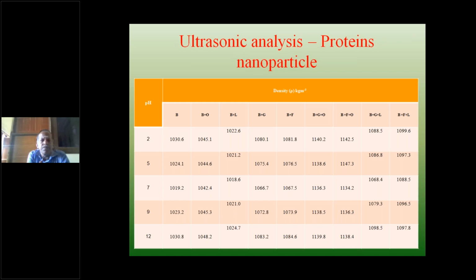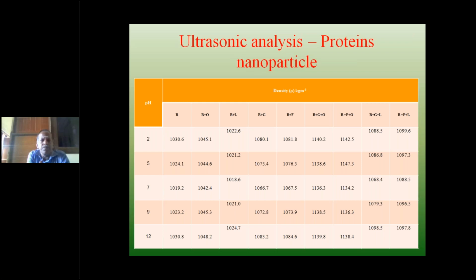In the very first row, pH 2 is there. For pH 2, for the system of buffer plus ovalbumin, the value is around 1045 kilogram per meter cube. Whereas for buffer plus lactalbumin, it is 1022.6. But if a carbohydrate is added, say glucose or fructose, the value is improved to 1088 and 1090.